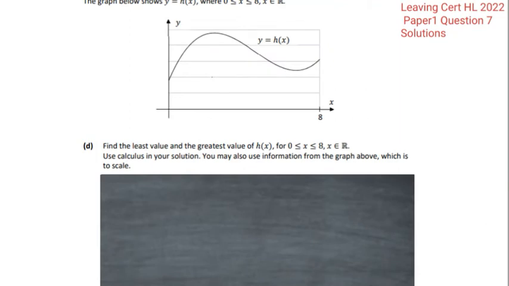On to the next part, D. Find the least value and the greatest value of h of x. Alright, so if we're finding the least and the greatest value, that means we're doing the max and min. So let's do the formula for the max and the min. So remember that the slope is 0 at the max and min, so h dash of x is equal to 0 for max and min.